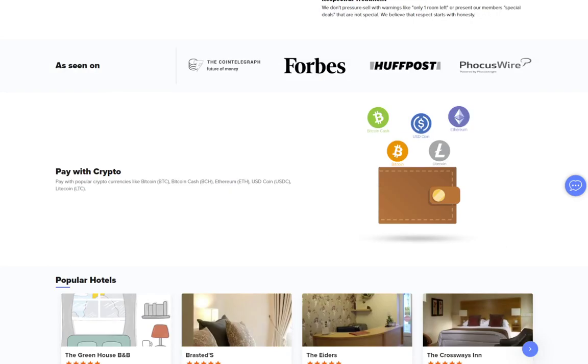One key point to note, which is awesome, is that you can pay for your holidays with crypto. You can pay with popular cryptocurrencies like Bitcoin, Ethereum, USD Coin, and Litecoin. I'm not going to say Bitcoin Cash because that's not popular. So that's a great part of the network that allows you to buy your holidays with crypto. I mean, there's no other service that offers that that I am aware of.